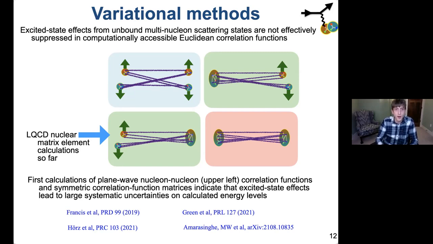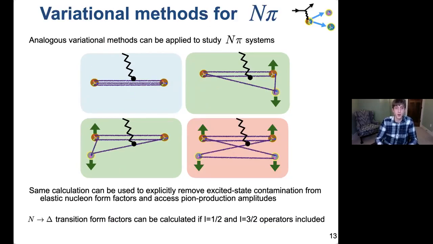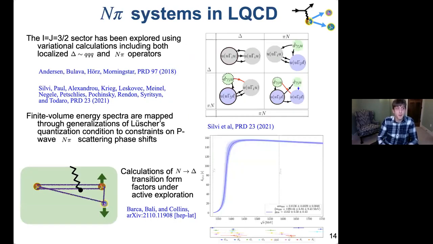But with these sort of variational methods, it's also possible to harness the power of Lattice QCD for the resonance region. And you can both remove explicitly the nucleon-pion excited state contamination from elastic form factor calculations, and also, by studying both the isospin 1/2 and 3/2 sectors, look at nucleon to delta production amplitudes. So there have been impressive steps made in this direction by a couple of groups to perform these variational studies of nucleon-pion and delta systems.